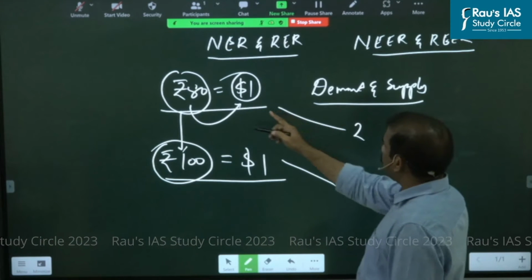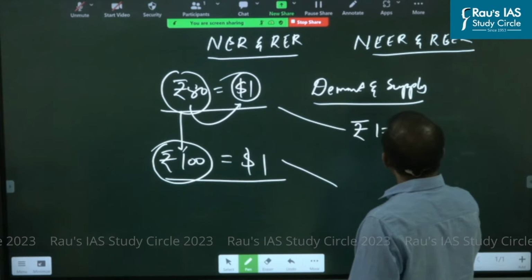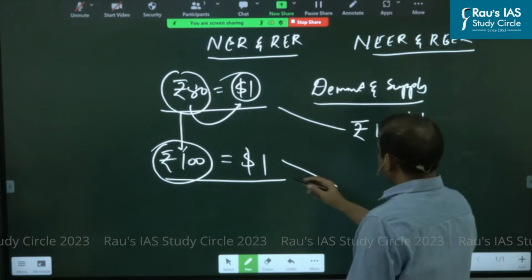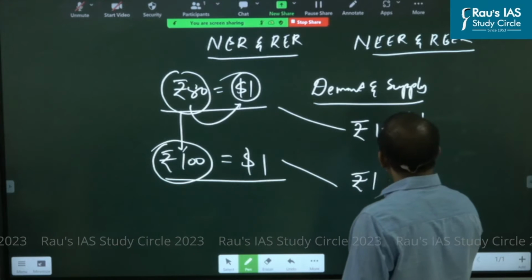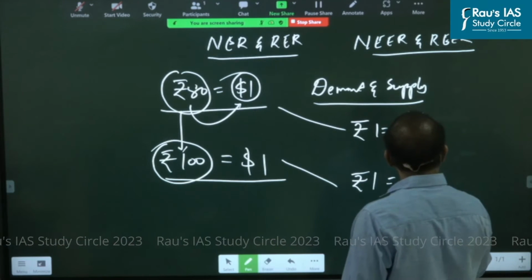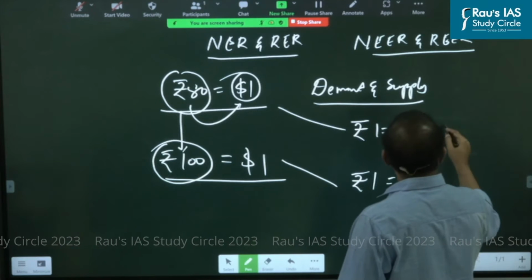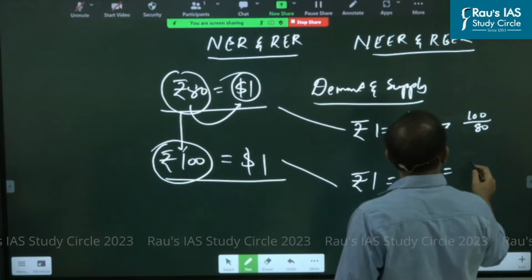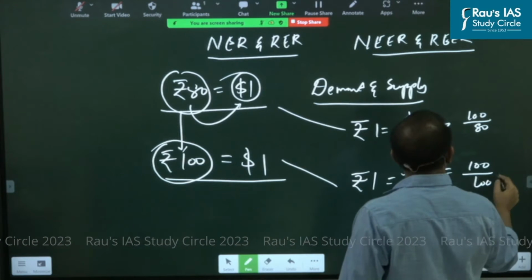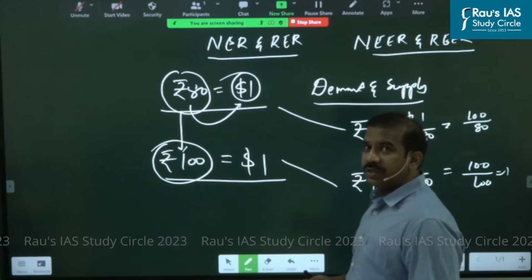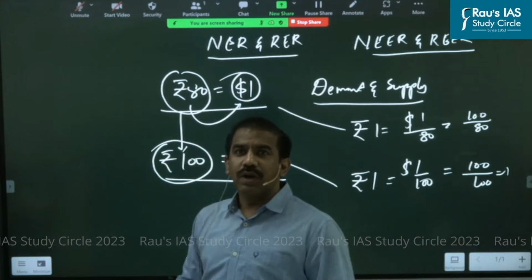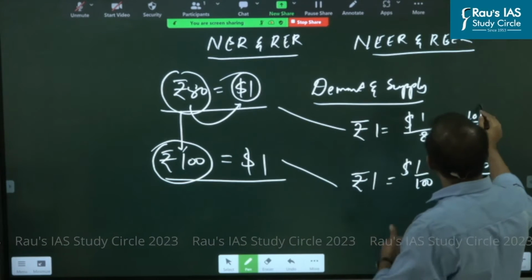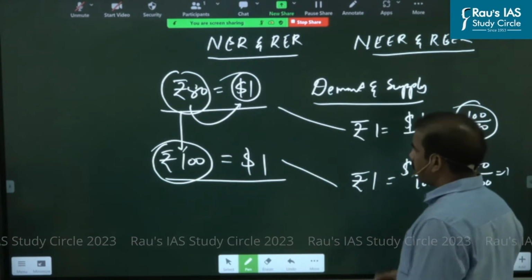Imagine 80 rupees equals a dollar. That means 1 rupee is equal to 1 by 80th of a dollar. Am I right? Can I write it this way? But in this case, 1 rupee is equal to 1 by 100th of a dollar. So you could simply convert $1 into 100 cents and write it over 80. And this 100 cents divided by 100 is equal to 1. That means for every 1 American cent, we are willing to forego 1 rupee. But in this case, we are expecting more than that.